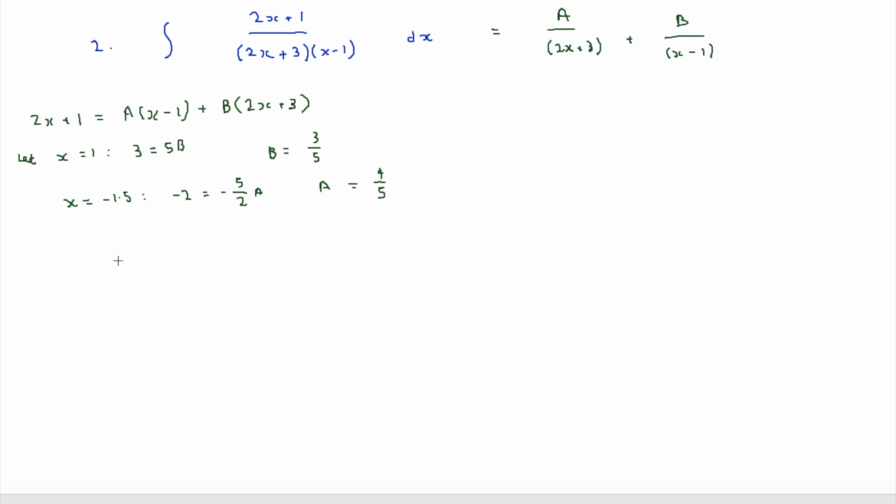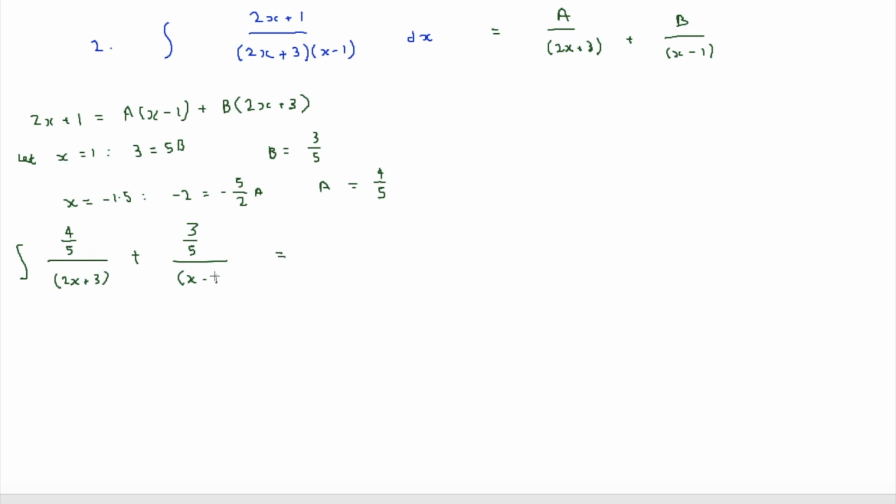So therefore now what we're doing is we are integrating 4/5 over 2x plus 3. This could be written as 4 over 5 times the 2x plus 3, but just putting it in this way makes it slightly easier when we come to integrate it. And then that will be plus 3/5 over, and then this time it will be x minus 1.